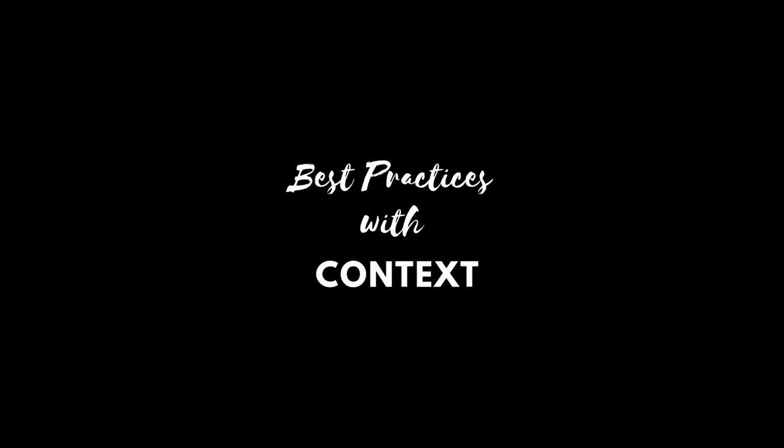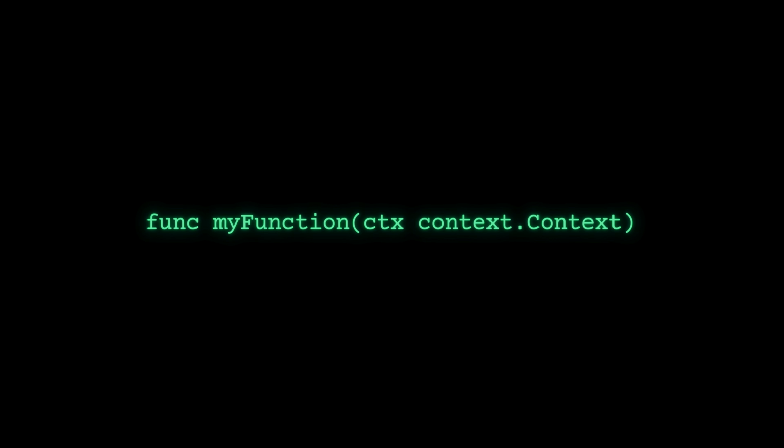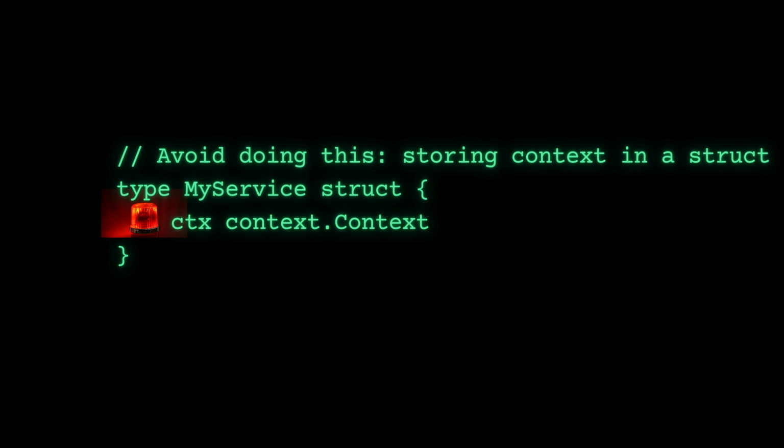Pass context as the first argument. Always pass the context as the first parameter to functions that require it, like func MyFunction(ctx context.Context). Avoid storing contexts. Don't store contexts in structs or global variables. They should be passed directly to the functions that need them.